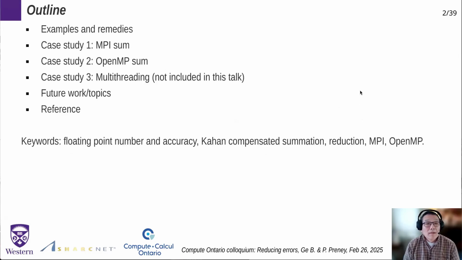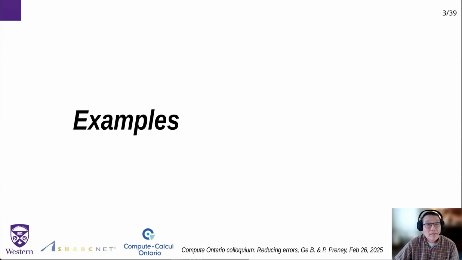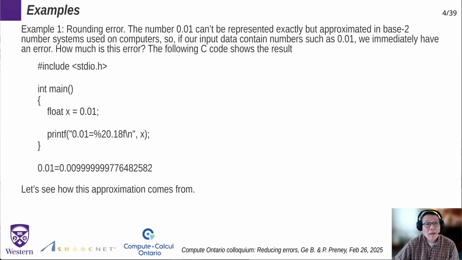Here's the outline of my talk. We're going to go over some examples and remedies, and then we'll go on to look at a case study, summation with MPI, and then summation with OpenMP. And then we'll talk about some future topics, and then we'll point out some reference points to the audience at the end. So, examples.